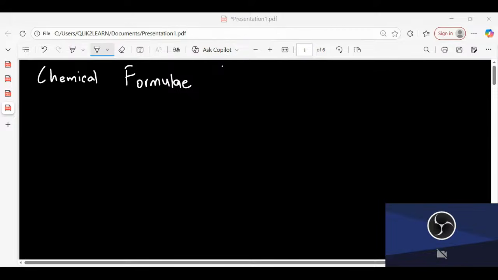So now on chemical formulae, what we're going to discuss, I hope everyone can see.